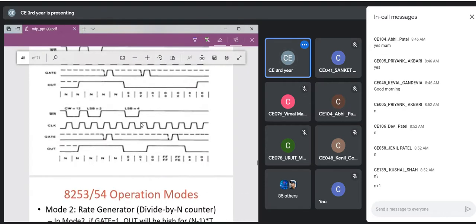Okay, here what we are doing is, here the count was written 2.